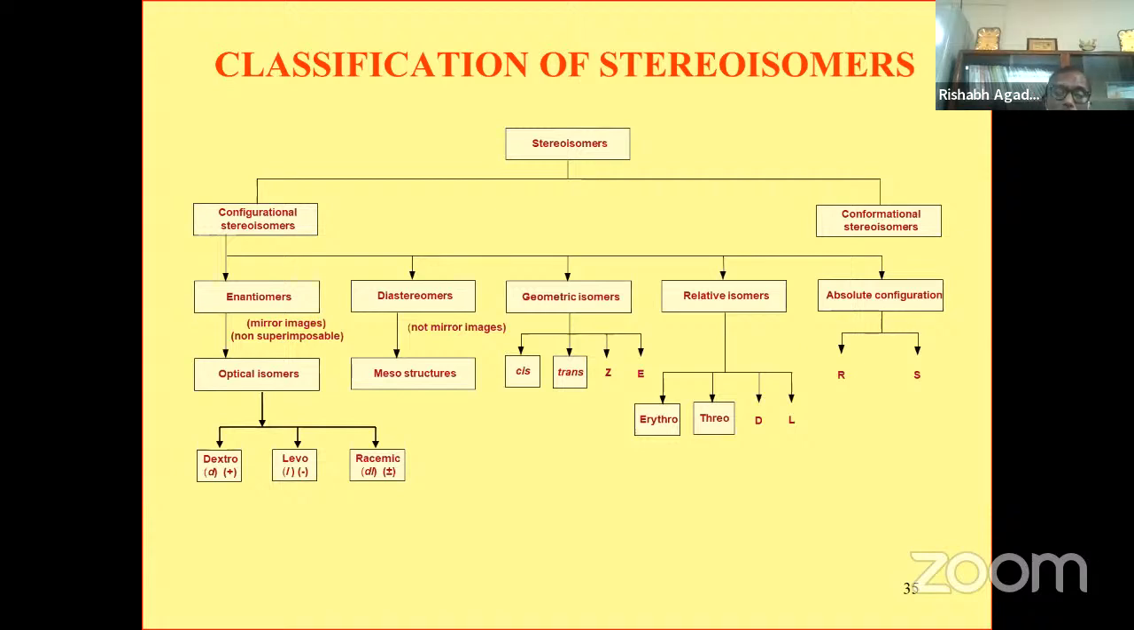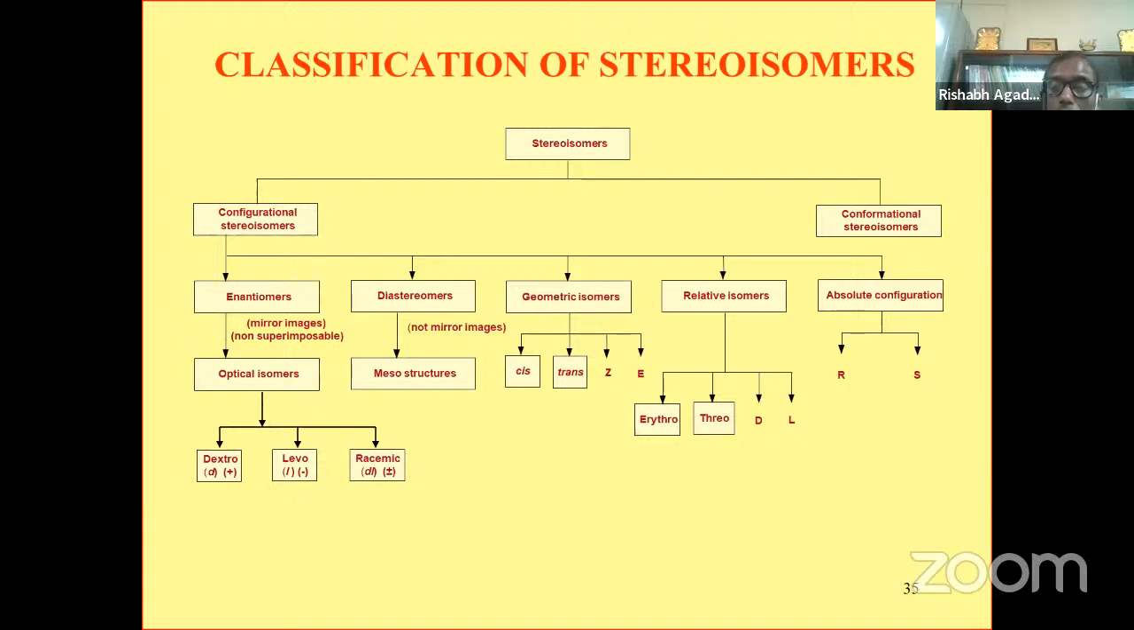Cis means on the same side: the groups arranged on the same side of the two adjacent carbon atoms will be called cis. If they go diagonally opposite, that will be called trans. And the German scientists who worked on this, Cahn, Ingold and Prelog, proposed the E and Z configuration of geometric isomerism. Based on that, from carbohydrate studies, the relative isomer phenomenon came into existence. In Killiani-Fischer synthesis, in the very first step, your triose gets converted to a tetrose, where you get erythro and threo, the erythro sugar and the threo sugar. So they are named accordingly.